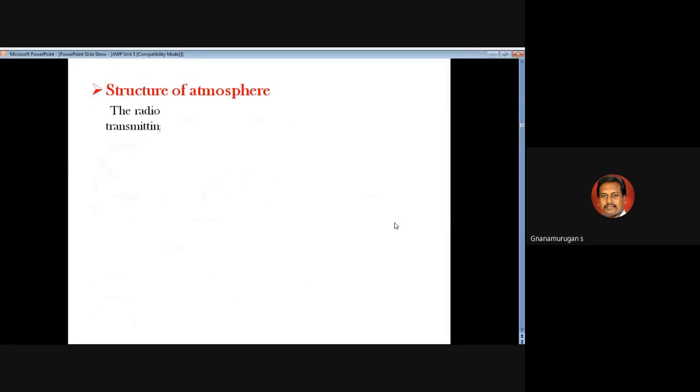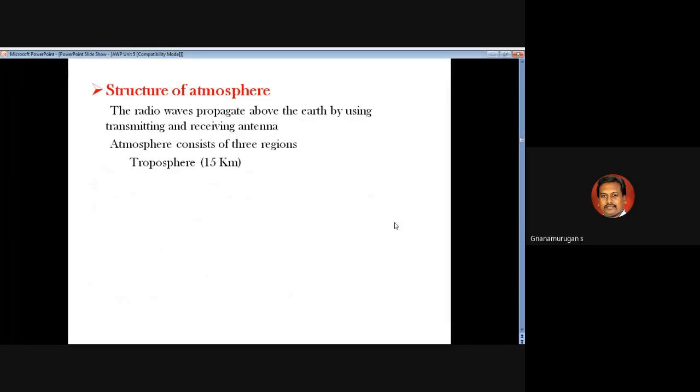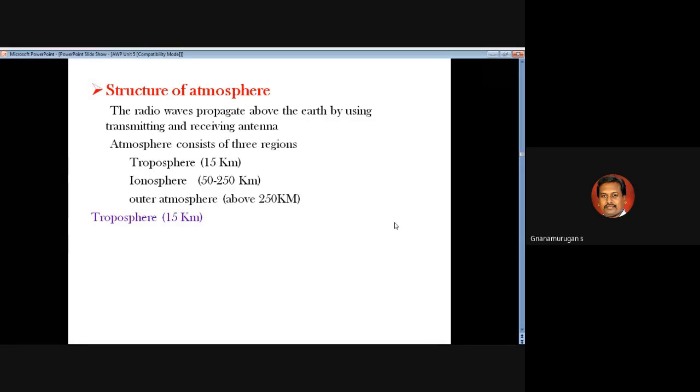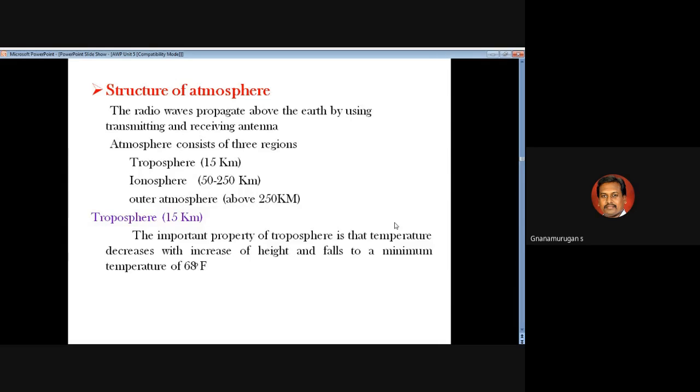Okay, first one is the structure of the atmosphere. You already know about propagation. Propagation means you can transmit radio waves and electromagnetic waves for transmitting and receiving between the ground and space. The structure of the atmosphere consists of three regions. First is the troposphere, second is the ionosphere, and third is the outer atmosphere. The troposphere is available up to 15 kilometers, the ionosphere at 50 to 250 kilometers, and the outer atmosphere is available above 250 kilometers. So what is the troposphere?